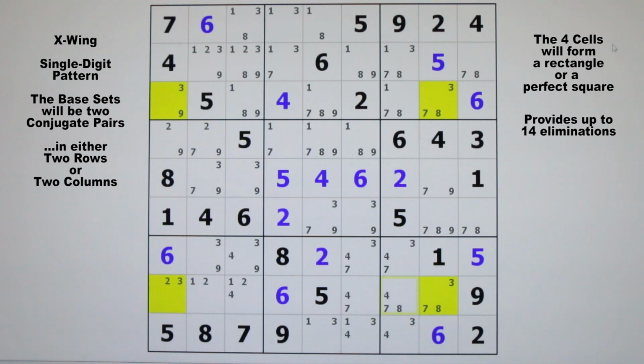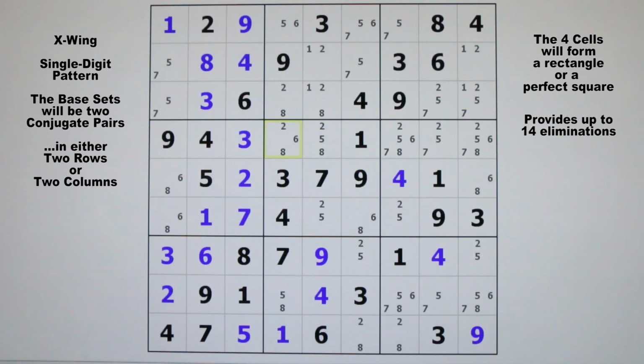All right, next one. Again we have one with the base sets in the columns. In column 4, we have 2 candidate 2s, and in column 8, we have 2 candidate 2s. They're the only 2 2s in those 2 columns. So either the upper left and the lower right are true, or the lower left and the upper right are true, which means you can eliminate all the other candidate 2s from both of those rows containing the X-Wing. So you can eliminate that 2 and that 2, and you can eliminate that 2, that 2, and that 2. All right, let's go to the next one.